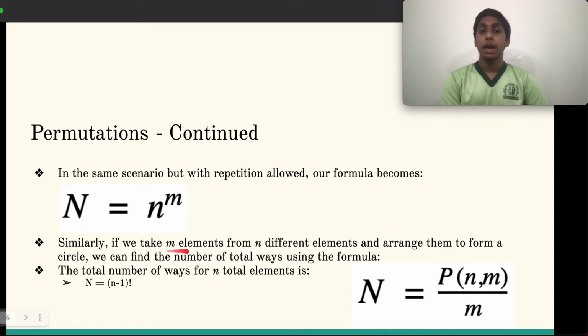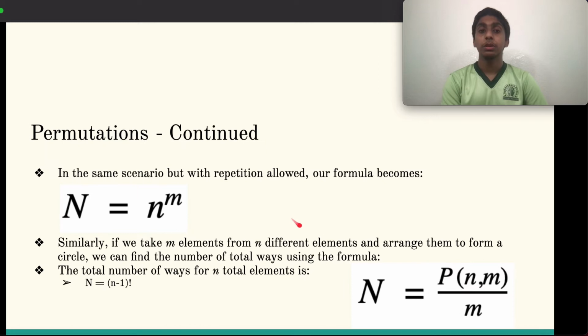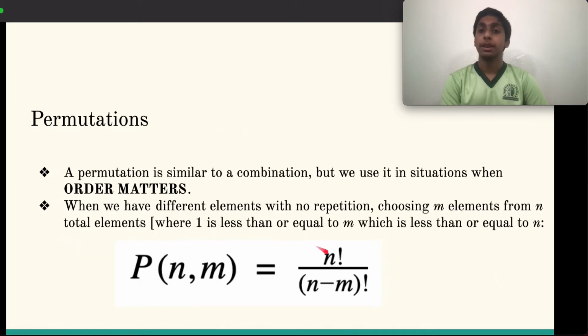Similarly, if we take m elements from n different elements and we arrange them to form a circle. So we're doing this exact same situation here, but we're making them into a circle, and then we want to find the number of total ways. So our formula is going to be P of n and m. So again, P of n and m is n factorial over n minus m factorial. So that's our formula right there.